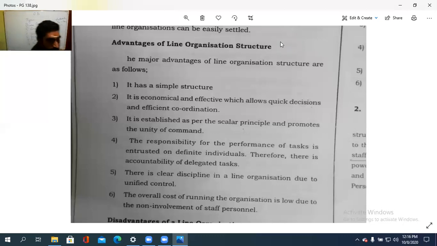So the scalar principle is to be followed, and it promotes the unity of command. Then the responsibility for the performance of the task is entrusted on a definite individual.